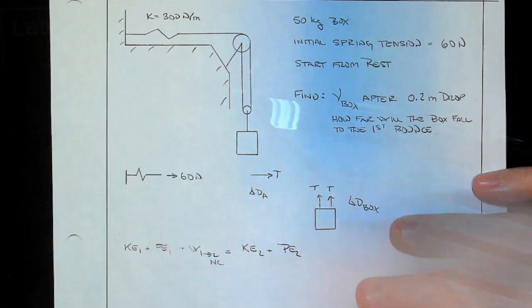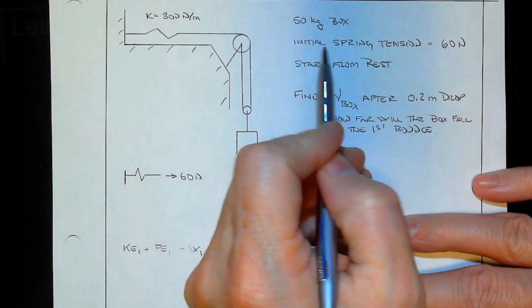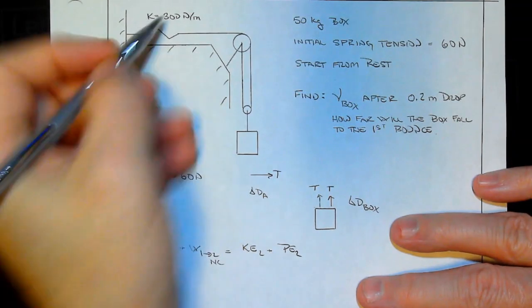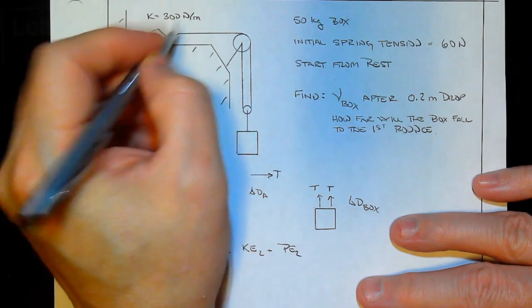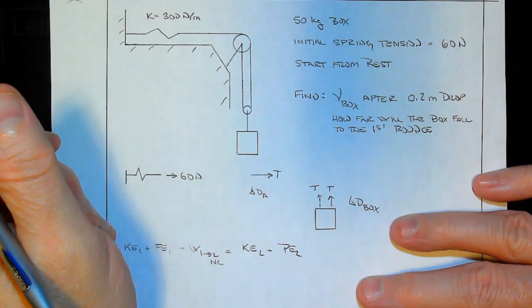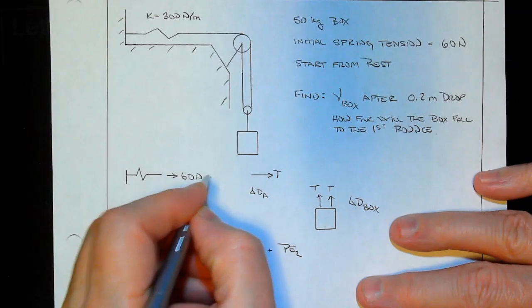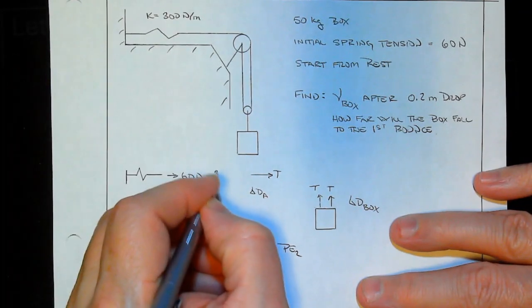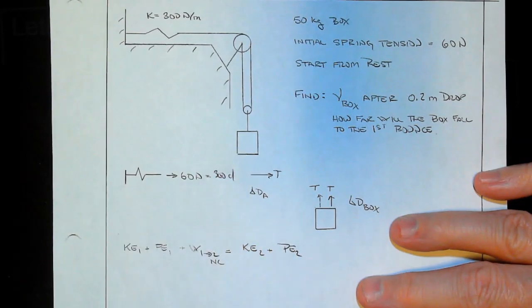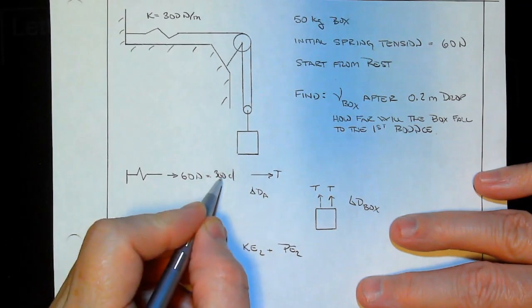All right. And let's see what the problem says. Initial spring tension is 60 newtons. Okay, let's just think about that for a moment. So 60 newtons says that there's a 60 newton force stretching this spring. Well, that would correspond to the spring constant, 300, times how far that's stretched. I'll call that D. So 60 equals 300D.